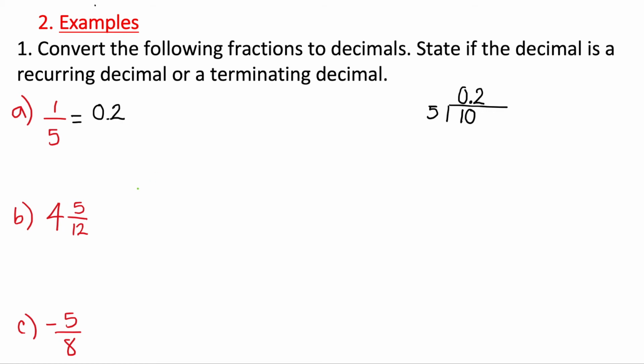Okay, let's do the next one. I'm going to do it with green so that it looks a little bit more clear here. So here I know that I have 4 whole numbers and the fraction part is 5/12. That means that if I write that as a decimal, I have 4 whole units, so 4 point, and then 5/12 is going to be my decimal part.